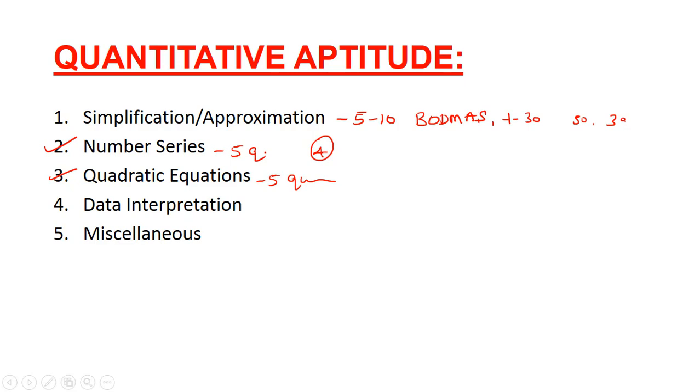So this is not a tough topic if you are well familiar with the concept. Also there are certain formulas to solve the equations as well. But it is not advisable to solve the quadratic equations with the help of a formula like Sridhara's rule, or the traditional way we used to solve them. So it is not advisable.